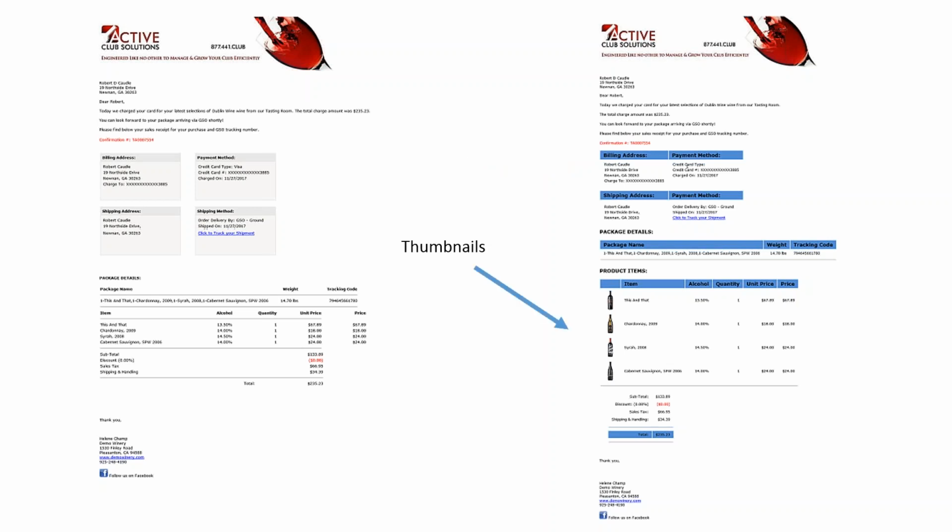What I'm going to do is also add thumbnails and give it a little more graphical appearance. This email that you received will actually have thumbnails of the bottles that you had ordered. If you're using that kind of receipt, you will need to maintain your thumbnails.